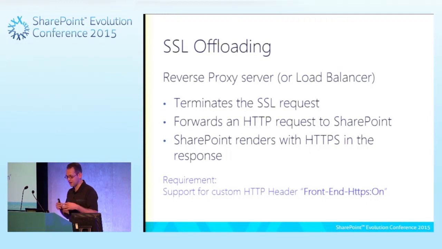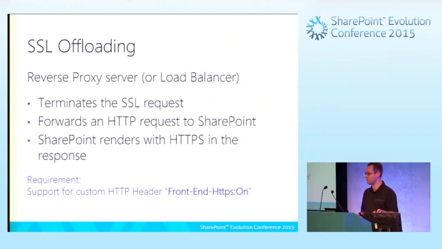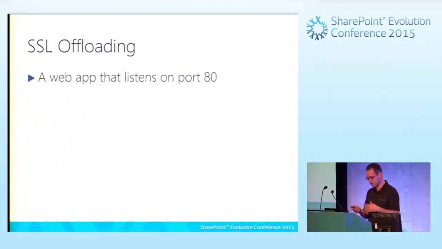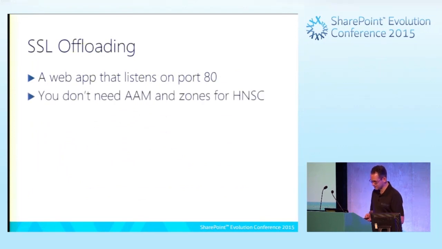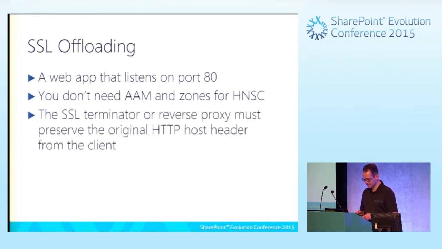So that means that a request goes to your reverse proxy or your load balancer with HTTPS. Then the device forwards the request to SharePoint, and SharePoint will determine, based on this HTTP header, if it will reply to the request with HTTP or HTTPS. That's how it knows that it's using SSL offloading. So it's a completely different approach than for the traditional path-based site collections. You need a web app that listens on port 80. I think that's self-evident because we're using SSL offloading. And you don't need alternate access mappings anymore.